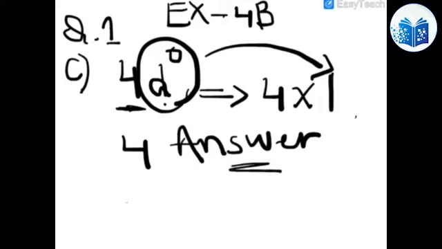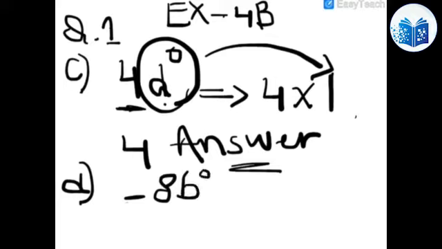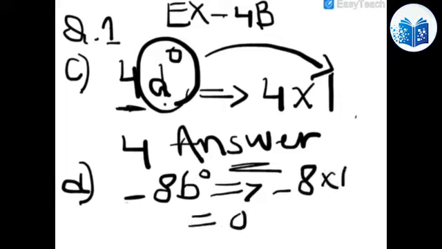It's quite interesting, right? Now we have D part. In D part, we have minus 8b power 0, which will become minus 8 into 1, and the answer will be minus 8. Right? That's the answer.